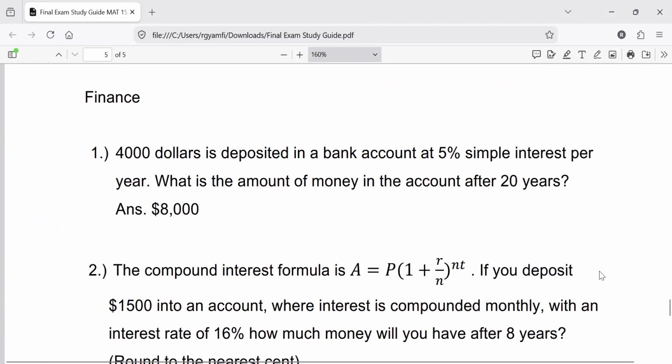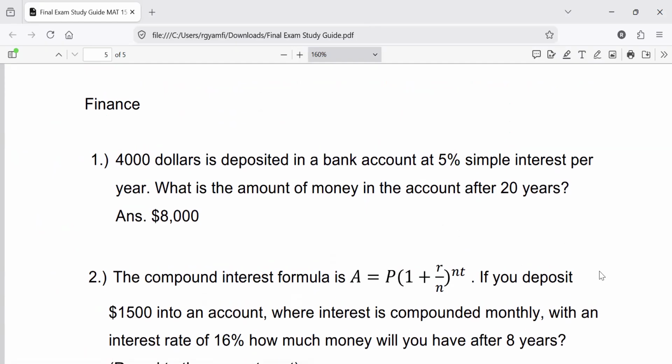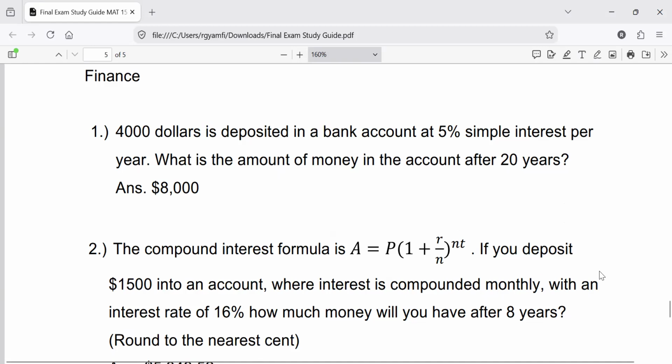Now let's go to finance. On finance, we are looking at simple interest and compound interest. You've got $4,000 deposited in a bank account at 5% simple interest per year. So this is a simple interest problem. What is the amount of money in the account after 20 years? So you want to know that with simple interest of 5%, what will be the amount of this investment after 20 years?